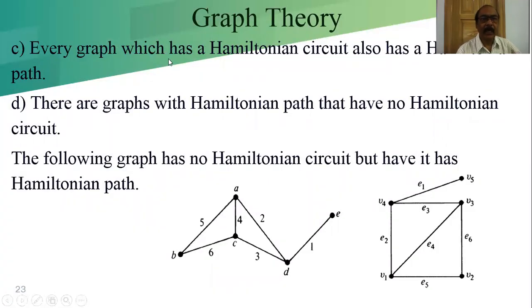Now, every graph which has a Hamiltonian circuit also has a Hamiltonian path. If there exists a Hamiltonian circuit, obviously there exists a Hamiltonian path by removing one edge from the Hamiltonian circuit. But there are graphs with a Hamiltonian path that have no Hamiltonian circuit. These two are the examples. There exists a Hamiltonian path, but there is no Hamiltonian circuit.